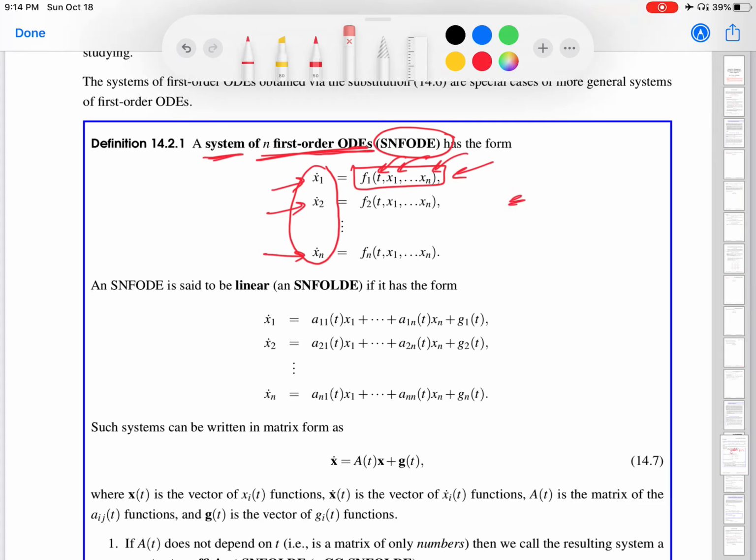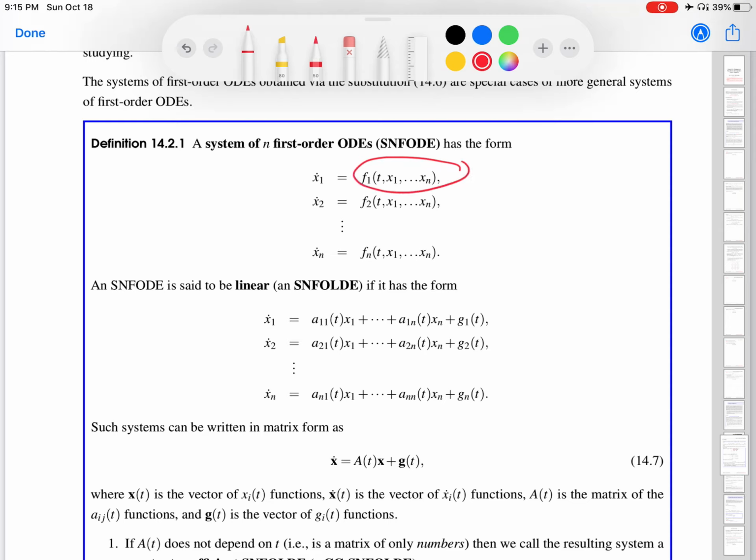So a system of n first order ODEs could look very complicated, right? These right-hand side functions could be very complicated. As examples, lots of exponentials, logarithms, trigonometric functions, who knows? So what are simpler versions of these systems? Well, we call such systems linear. Notice the L here, SN fold.